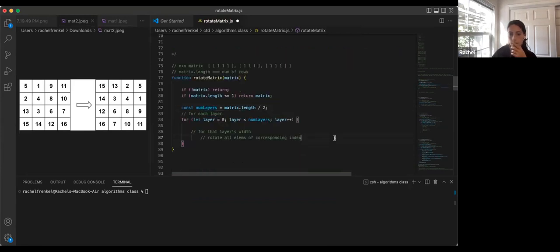Okay. So this is our for each layer. And this is telling us, okay, we're going to go through this 1 time. You could literally have a function in here for each layer, swap layer elements or indexes. Okay. So for each layer, swap that layer's indexes.